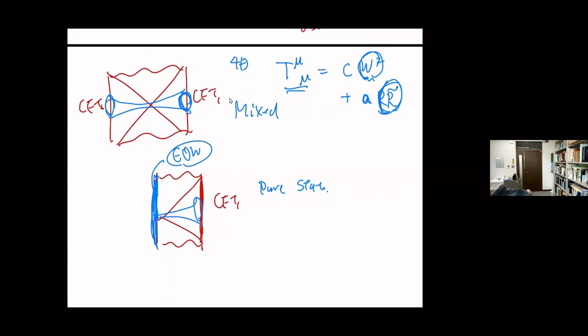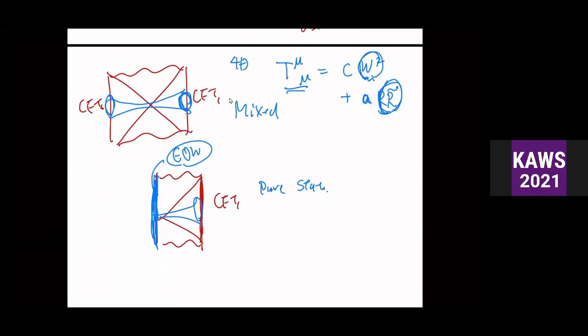Okay, yeah. Sure. Is it in higher dimension? Is it A or C? A. Sorry, yeah, good question. That depends on the choice of subsystem.